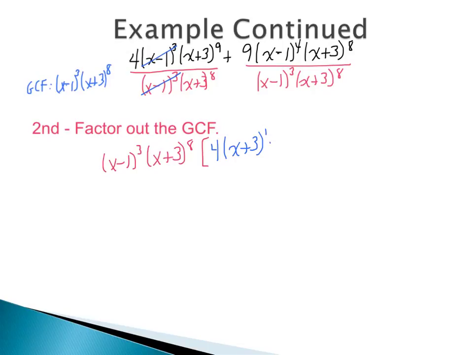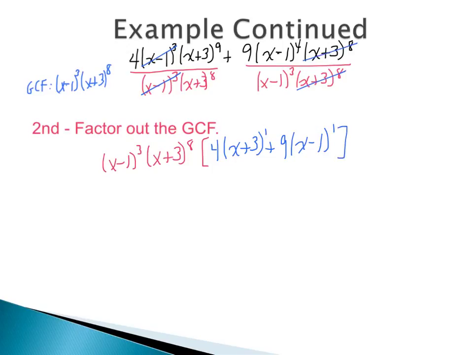Same thing's going to happen with our next grouping. That 9 will stay since we don't have a number dividing out on the bottom. The x minus 1 to the fourth divided by x minus 1 to the third, again, you're going to subtract your exponents since they have the same base. So 4 minus 3 is 1, which means this is going to be left with x minus 1 to the first, which again is just x minus 1. x plus 3 to the eighth and x plus 3 to the eighth will cancel out completely.